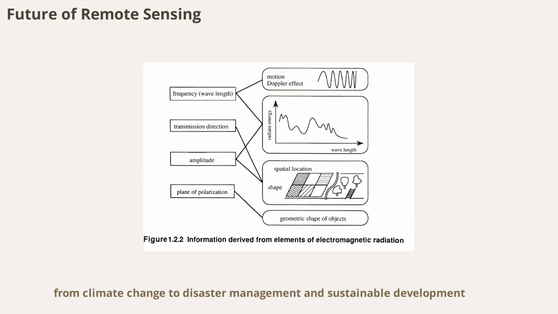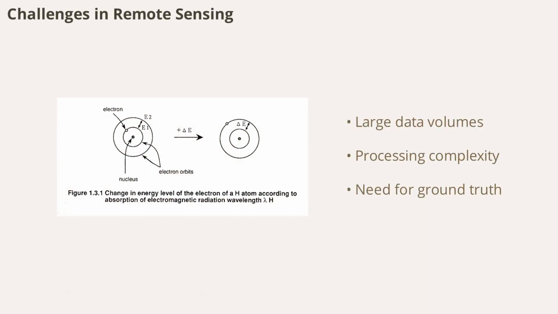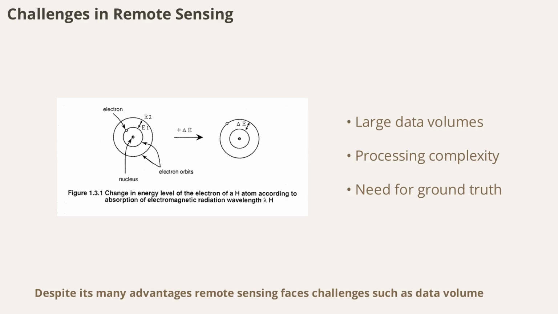Despite its many advantages, remote sensing faces challenges such as data volume, processing complexity, and the need for ground validation. Large datasets require significant storage and computational resources. Interpreting data accurately demands expertise and sometimes field verification. Overcoming these challenges requires ongoing research, improved algorithms, and collaboration between scientists, engineers, and end users.